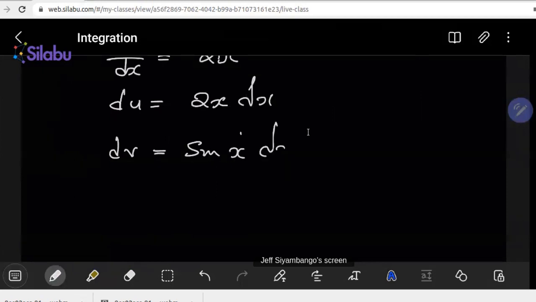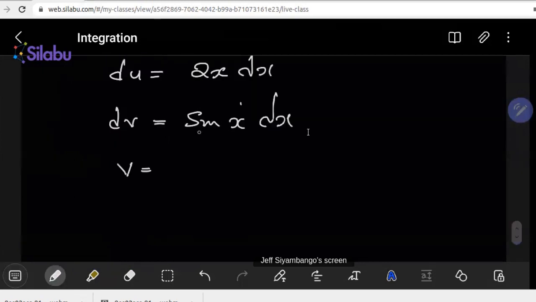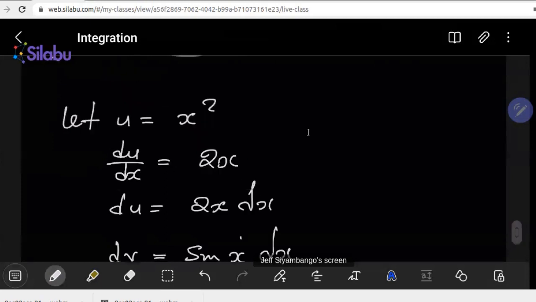When we integrate there, we get v. The integral of sine is negative cos, so this is minus cos x. That is the integral of sine. So we now go to our integral.